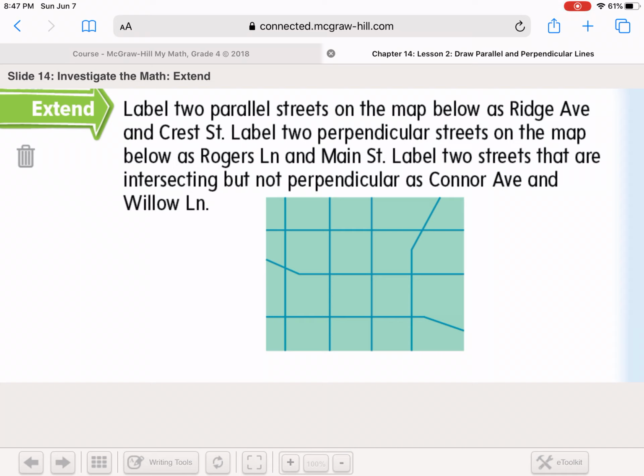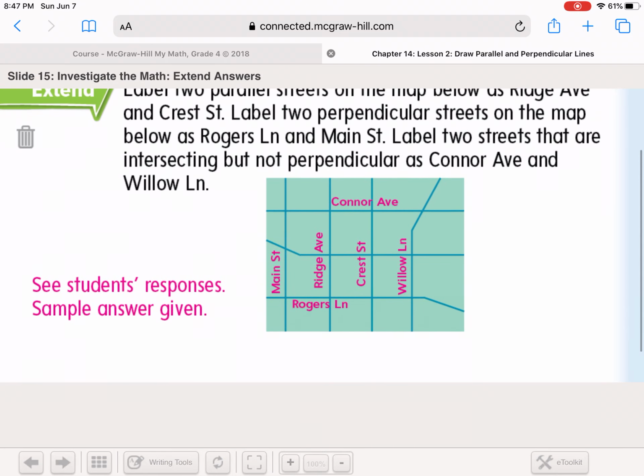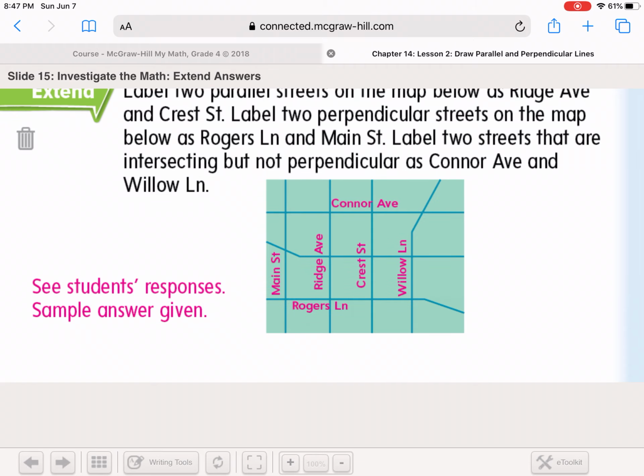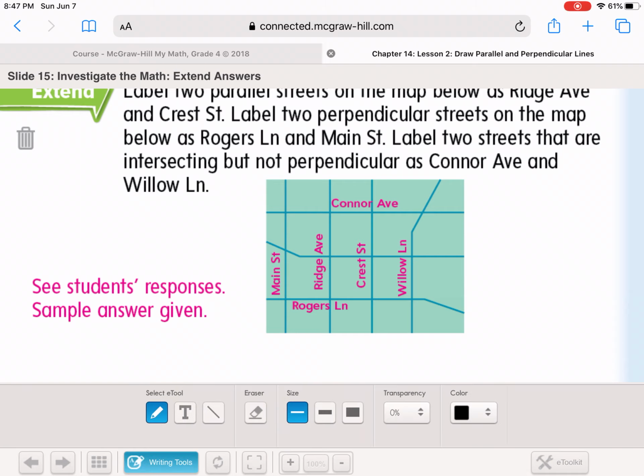Then we're going to look at perpendicular. Remember, perpendicular makes the pluses or T's, right? And then we have intersecting streets. Intersecting means they just come together at some point. So I'm going to turn to the next page. This is what they came up with. They had to label the 2 parallels as Ridge Ave and Crest Street. They picked right here and right here. That means that these will never ever meet.